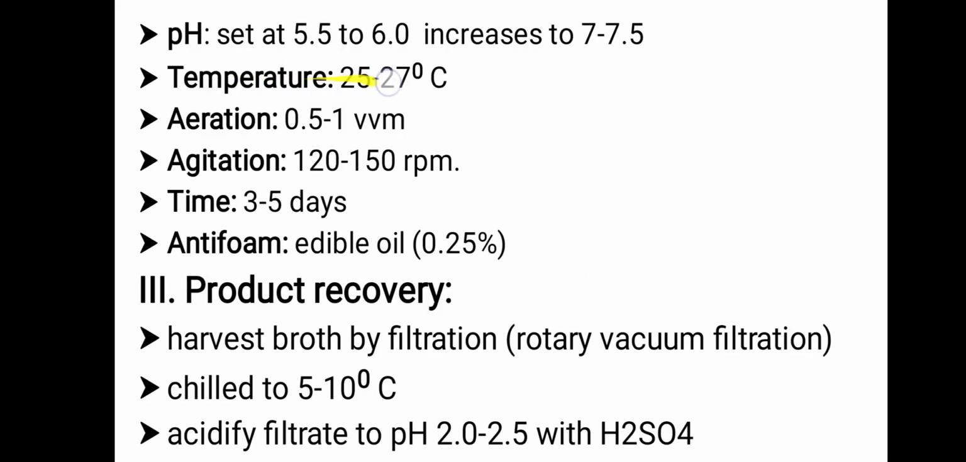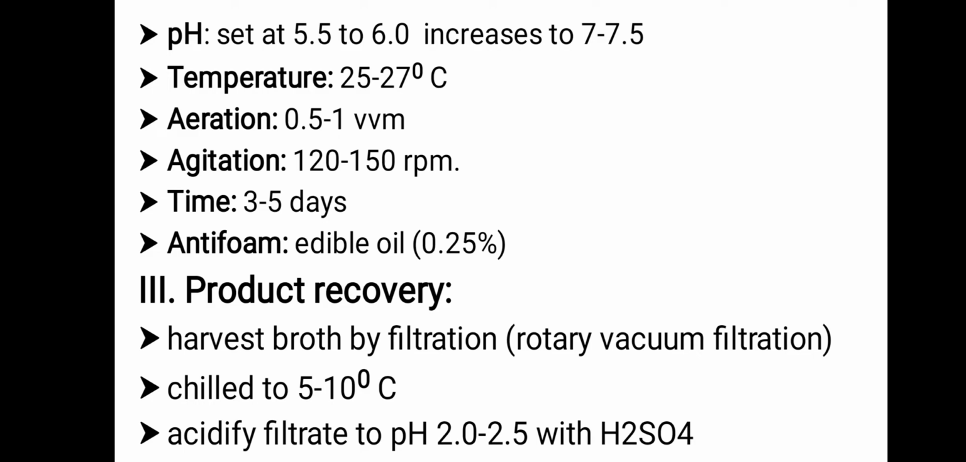So the pH is set at 5.5 to 6.0. It may increase to 7 to 7.5. Temperature, as we already discussed, is 24 degrees centigrade. It may range from 25 to 27 degrees centigrade. Aeration is 0.5 to 1 VVM. Agitation is about 120 to 150 RPM. The time required to complete this process of fermentation is about 3 to 5 days. Antifoaming agents, for example edible oils, at 0.25 percent, are also added.